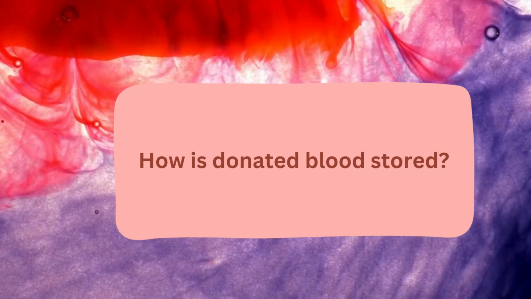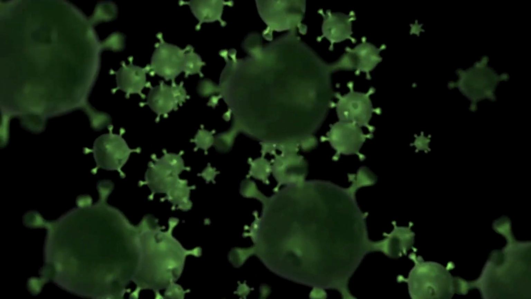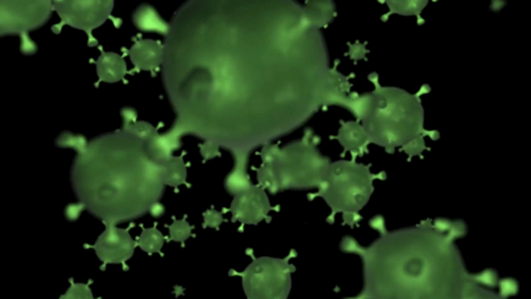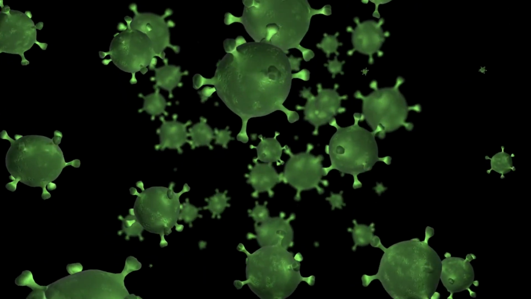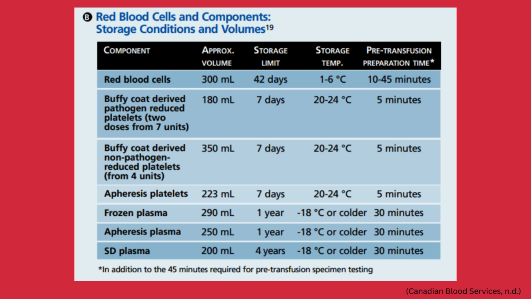Now, you all might be wondering, how is donated blood stored? Donated blood is stored by having strict temperatures and appropriate conditions that preserve the quality and shelf life of the blood stored. It's important to remember that each component of the blood has a different refrigeration temperature and process that you'll see in the next slide. As indicated on the slide with the chart from the Canadian Blood Services, corresponding volumes, storage limits, storage temperatures, and pre transfusion preparation times are based according to red blood cells, buffy coat, derived pathogen and non pathogen reduced platelets, and different plasmas.